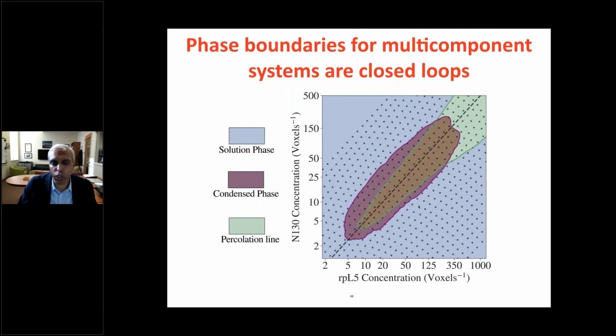And then also shown in green is what we call a percolation line, which defines the system forming a droplet-spanning network. So what this says is that the closed loop will allow for re-entrant phase behavior, whereby one can fix the concentration of RPL5, go through the two-phase regime and come out on the other side. And as we increase the concentration of N130, we can come out of the two-phase regime.